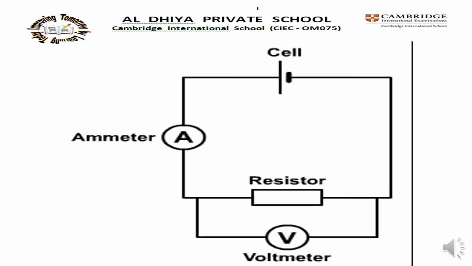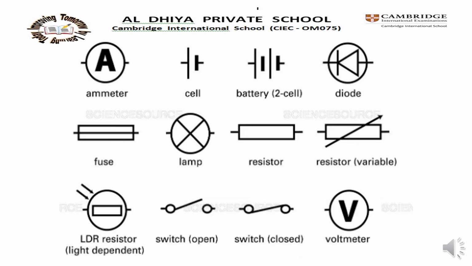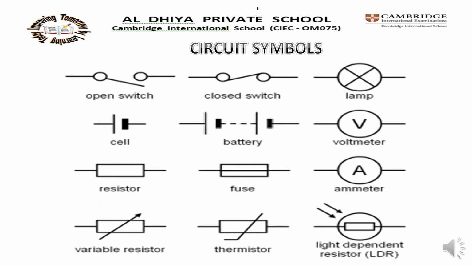In this circuit, we can see the arrangement of ammeter, resistor, voltmeter, etc. Children, we studied different types of components. Here are the symbols. Look at the slide. See the circuit symbols.